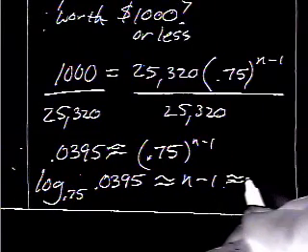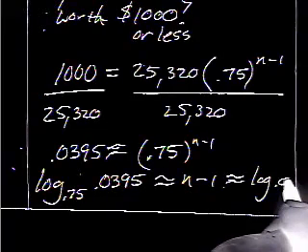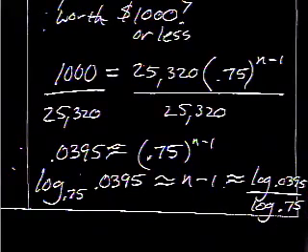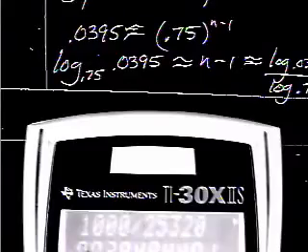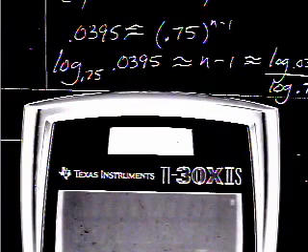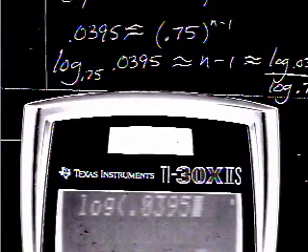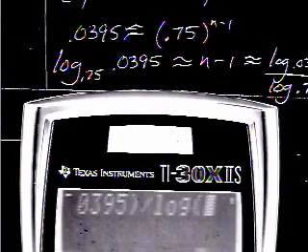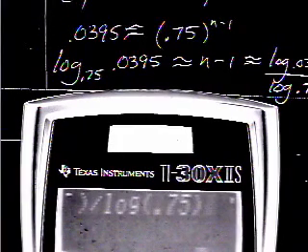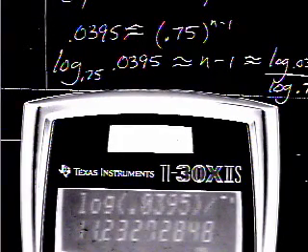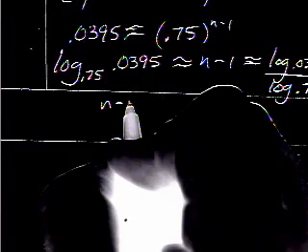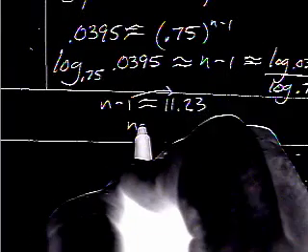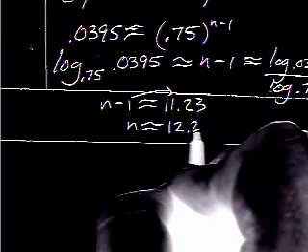Using your powers of logarithms, you know that you can take the log of the argument over the log of the old base, and we're changing it to base 10 so our calculator can handle the calculations. So we have log(0.0395), make sure you use the end parenthesis, divided by log(0.75) equals 11.23. So n minus 1 is approximately equal to 11.23. And if we add 1, we get an n value of 12.23.